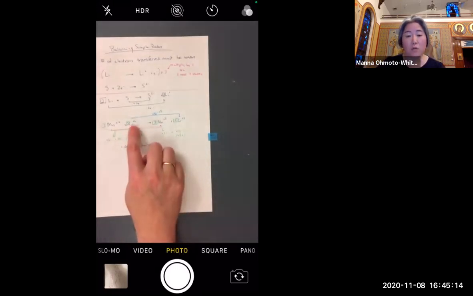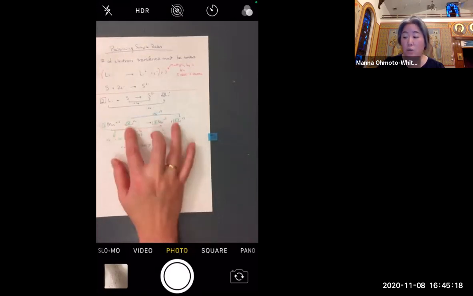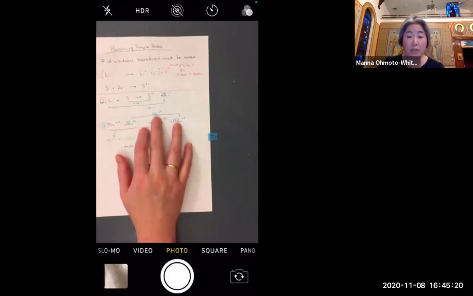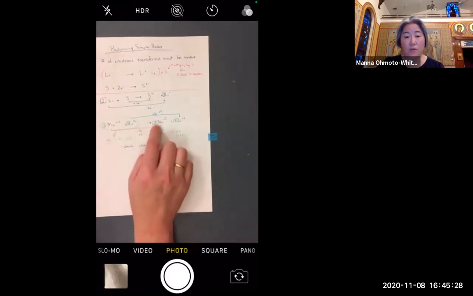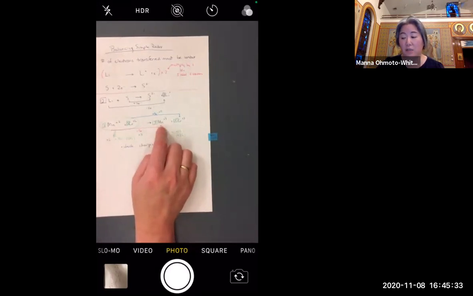So for chromium to go from a +6 to a +3, 5 of them will have to do that in order to gain 15 electrons. And manganese going from a +2 to a +7 oxidation state, 3 of them will have to lose those 5 electrons to make 3 manganese +7 charge.